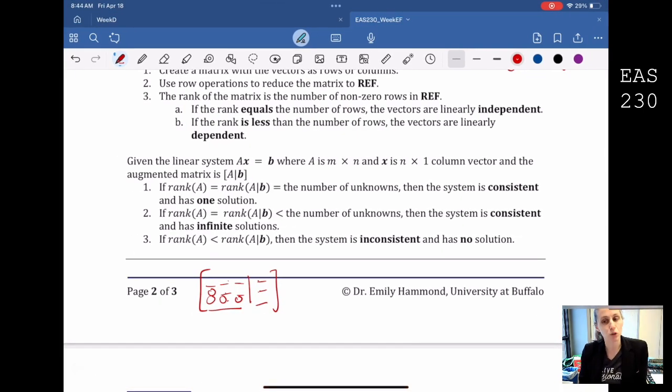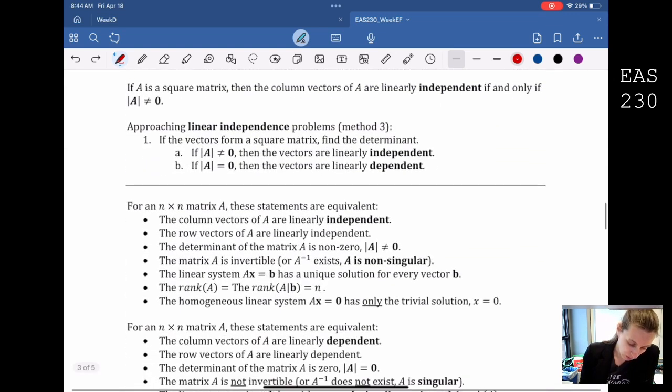Okay, so depending on what situation we have, we can determine whether or not the system is consistent with one solution, if the rank is the same on both sides and it's a full rank, meaning it has the same number of rows as the matrix. Or the system is consistent with infinite solutions where we have 0 all the way across. Or it's an inconsistent system with no solutions if the rank is not the same. Okay, and we will explore that in class. Okay, so that's 2 methods to find linear independence.